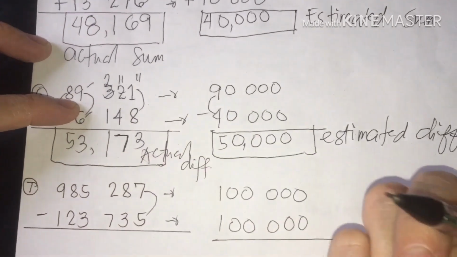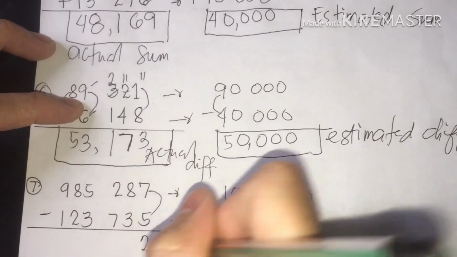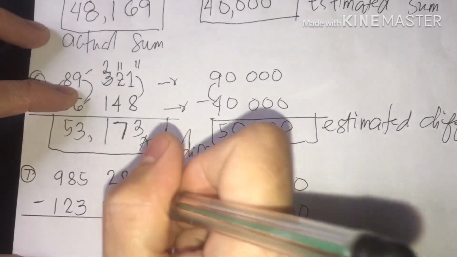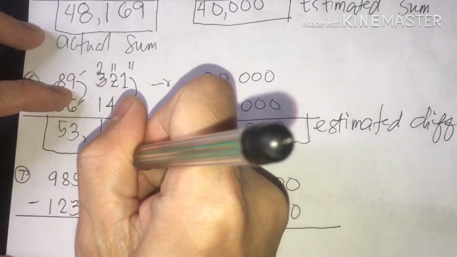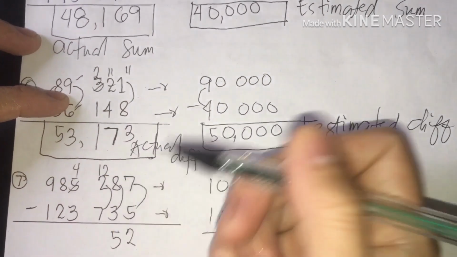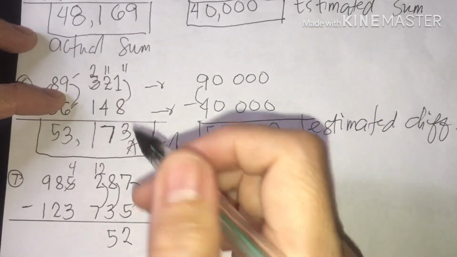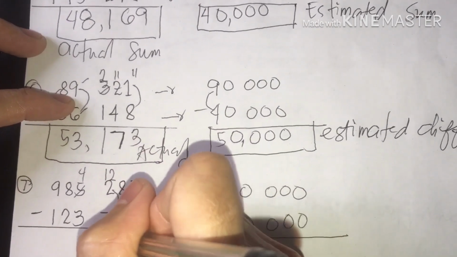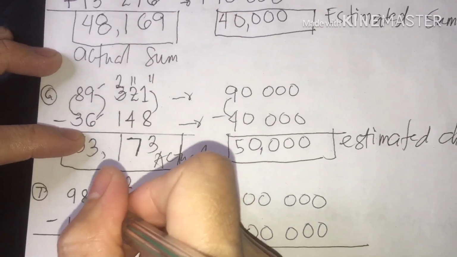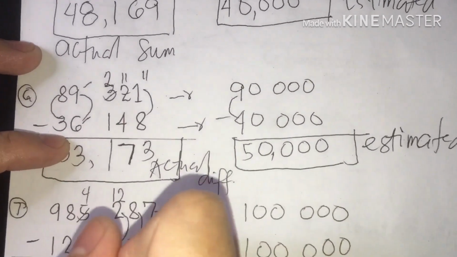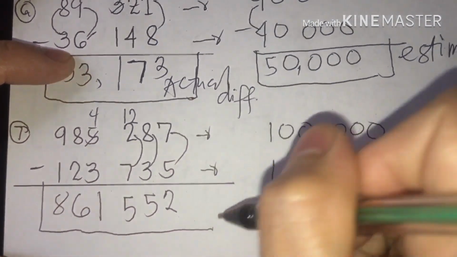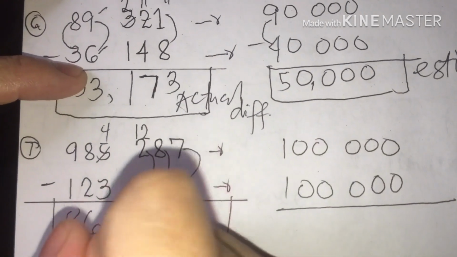First we're going to subtract 7 minus 5, so we have 2. 8 minus 3, so we have 5. 7 minus 2 cannot be, so we're going to regroup it, becomes 12. 5 becomes 4, so 12 minus 7, we're going to write 5. 4 minus 3, 1. 8 minus 2, so we have 6. 9 minus 1 is 8. So we have first our actual difference.